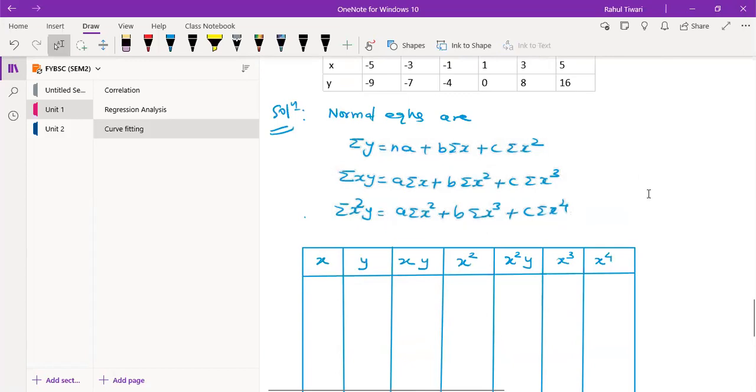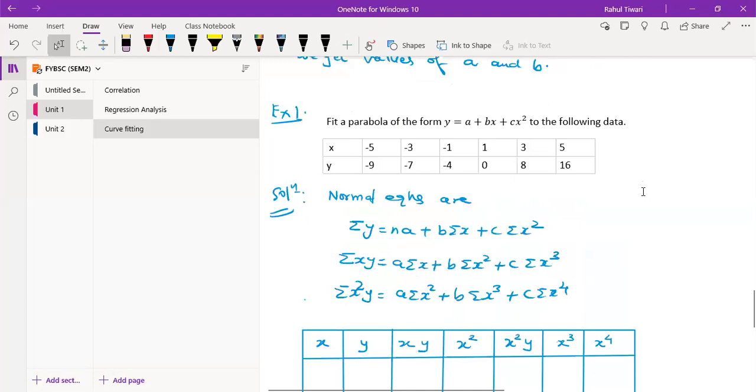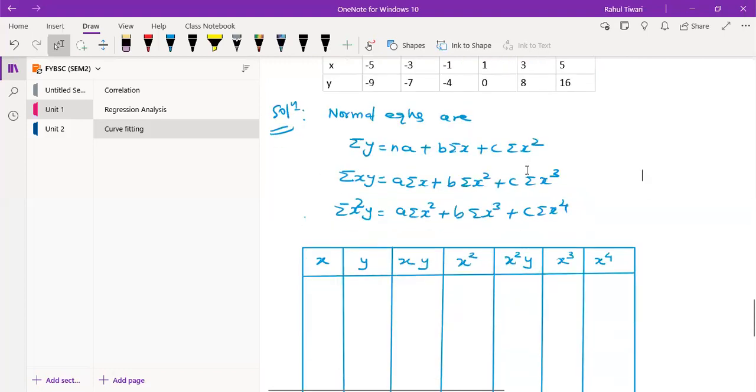Okay, these are the steps we have to follow to get the value of the quadratic equation.